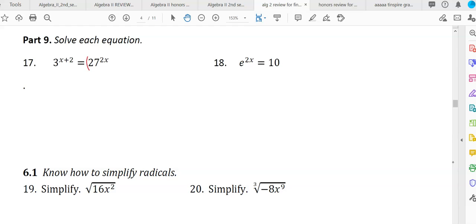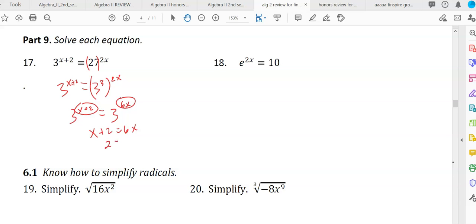So I see this as 3 to the third there, if you do the prime factorization. So now we have 3 to the x plus 2 equals 3 to the 6x. And so what must be true? These exponents must be equal, just logical, right? So x plus 2 equals 6x. So we get 2 equals 5x. And so x equals 2/5.